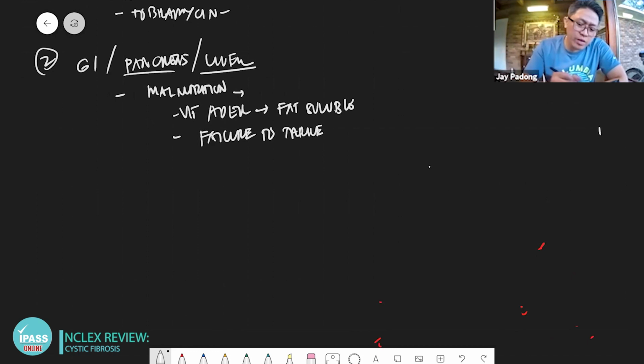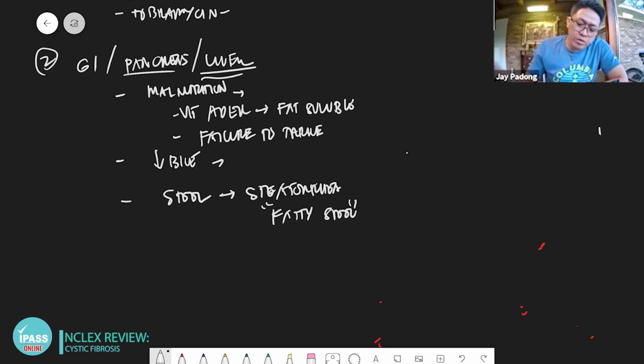So another thing that will happen here, if these fats are not digested from the liver, because your liver is what? Less bile. The same thing that will happen. Less bile, you're not able to also digest your vitamin A, D, and K, because bile is also needed in the emulsification of your fats. So if you look at your stool, it will be what? Bulky stool, steatorrhea. Or I just say like fatty stool. That's your steatorrhea. Fatty stool and a foul-smelling stool that contains fats.